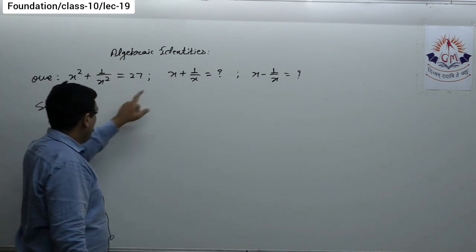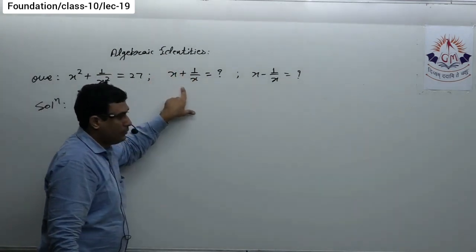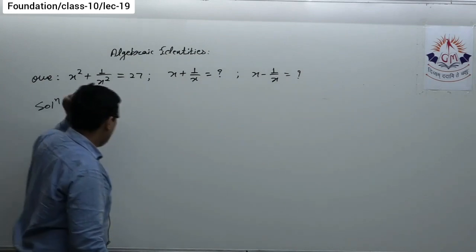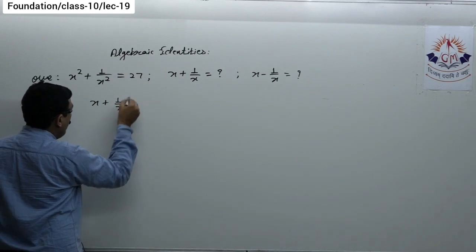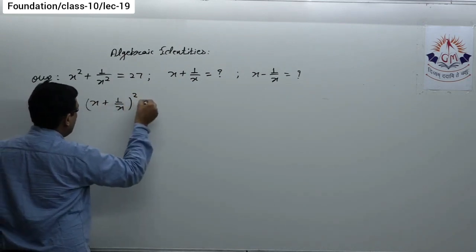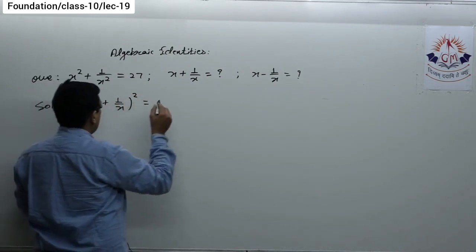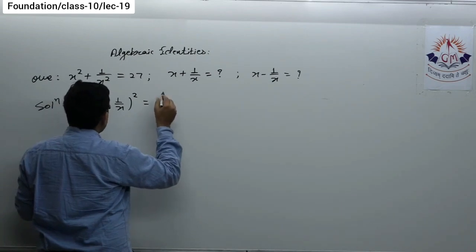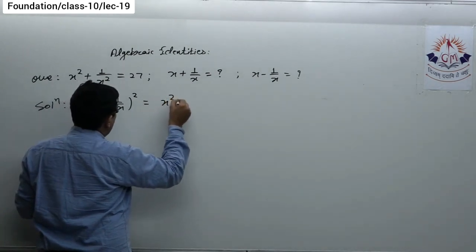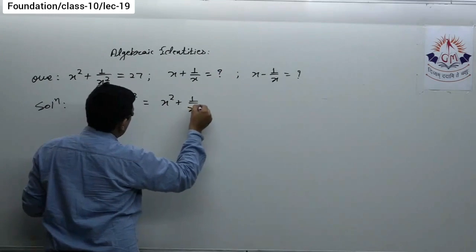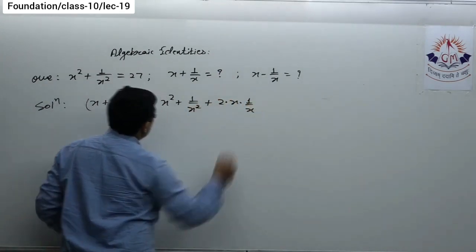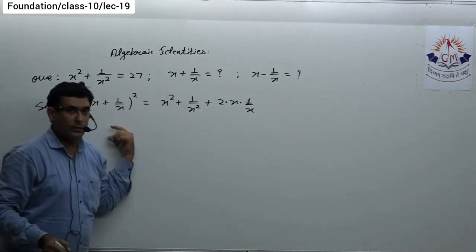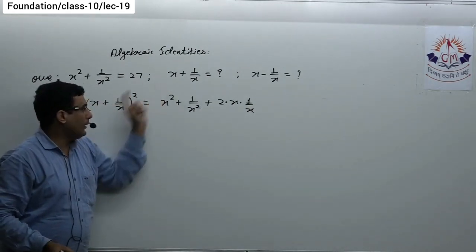Now we need this, so we'll start with x plus 1 upon x whole square. I am applying the identity directly. So can I say this is x square plus 1 upon x square plus 2 into x into 1 upon x. Okay, I started with this, that means the identity of a plus b whole square.